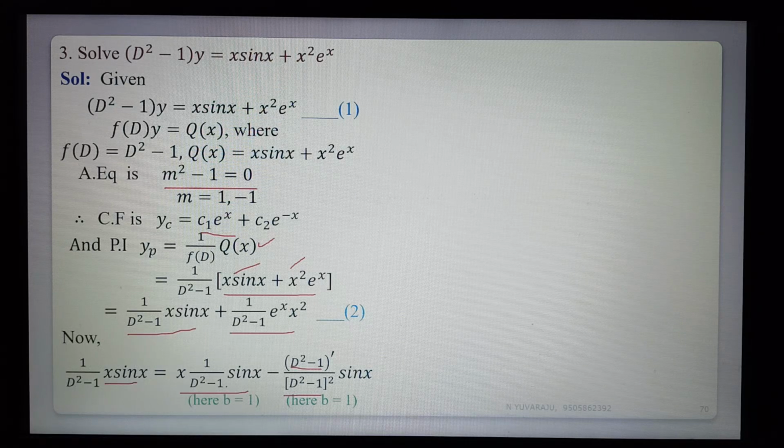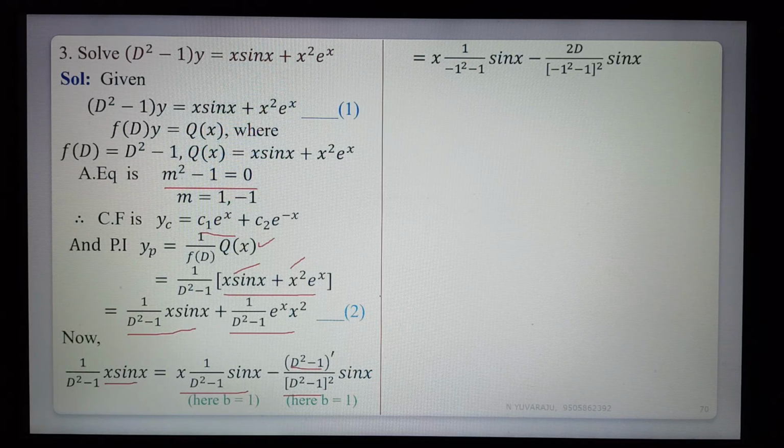Here, same procedure, sin bx form, b is equal to 1. Replacing D square by minus 1 square: x into 1 by minus 1 square minus 1 into sin x minus 2D by (minus 1 square minus 1) whole square sin x. That is x by minus 1 by 2 sin x minus 2D by 4 into sin x. So D sin x means derivative of sin x. So that is minus x by 2 sin x minus 1 by 2 into cos x. This is the first term value.